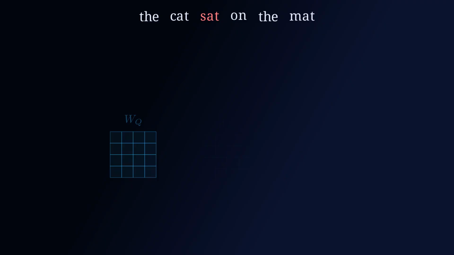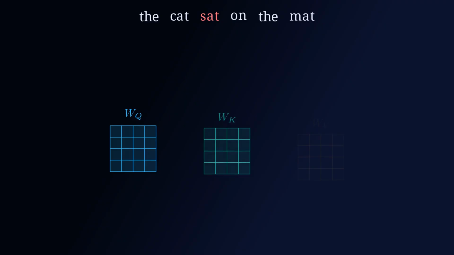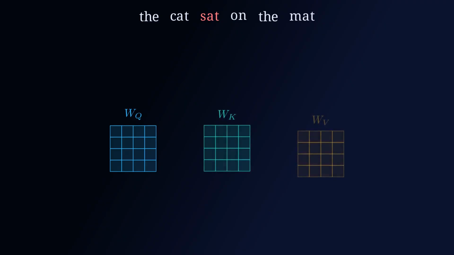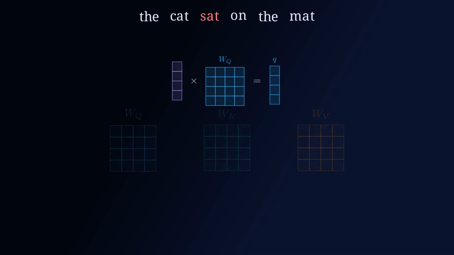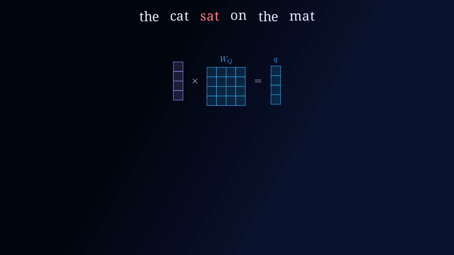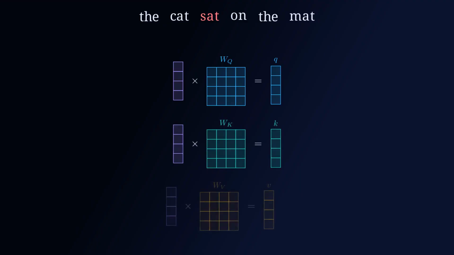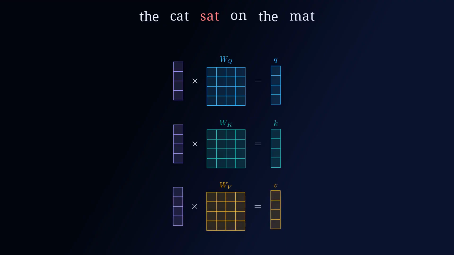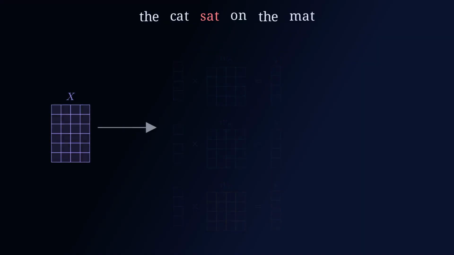Each transformation is just multiplication by a matrix of learned weights. We have 1 weight matrix for queries, 1 for keys, and 1 for values. These matrices are shared across every word in the sentence. Watch what happens for 1 word. We take its embedding column and multiply it by the query matrix, and out comes its query vector. The same embedding times the key matrix gives its key vector, times the value matrix gives its value vector. The crucial point, the same 3 matrices are applied to every word.